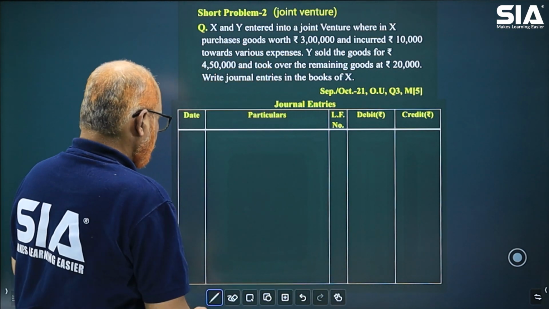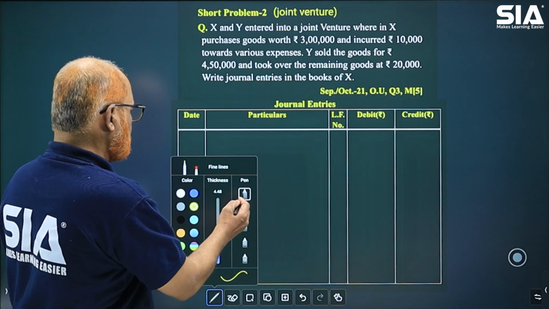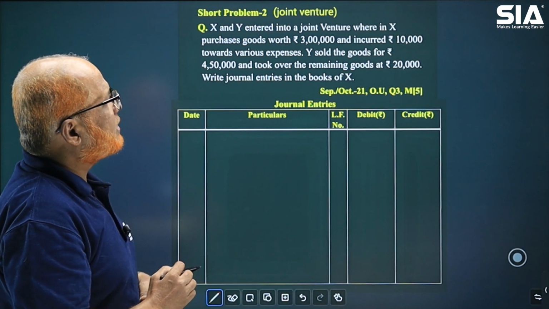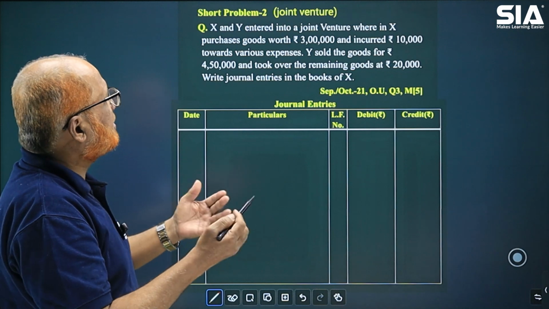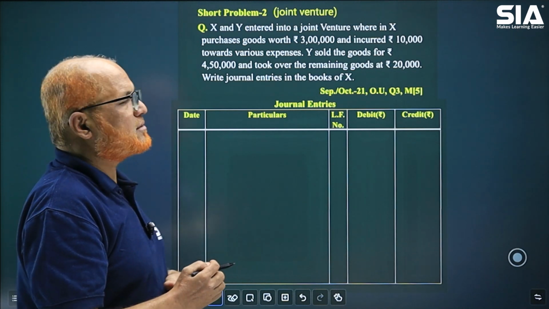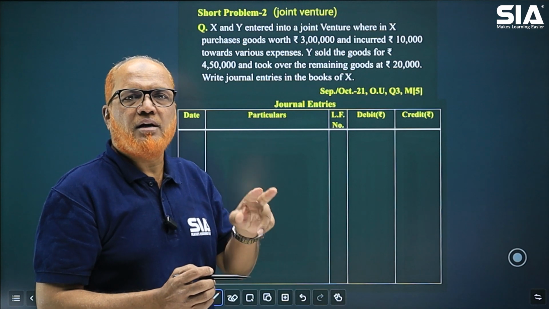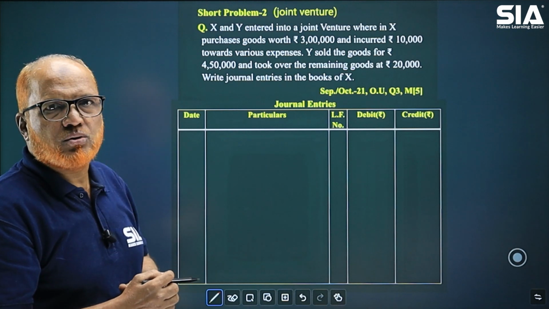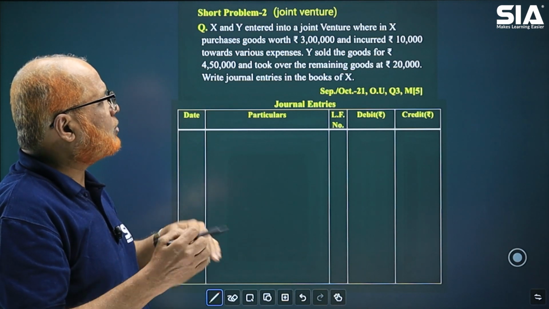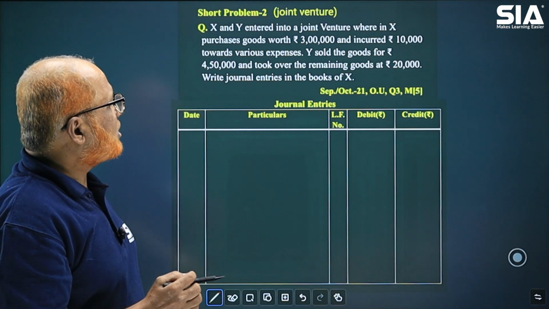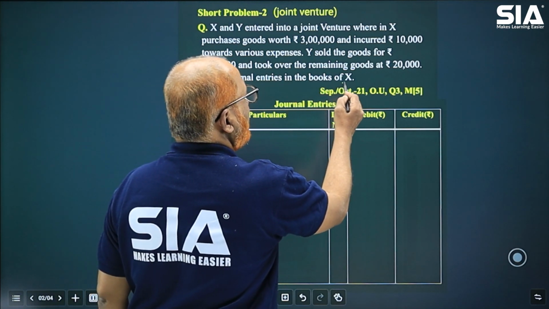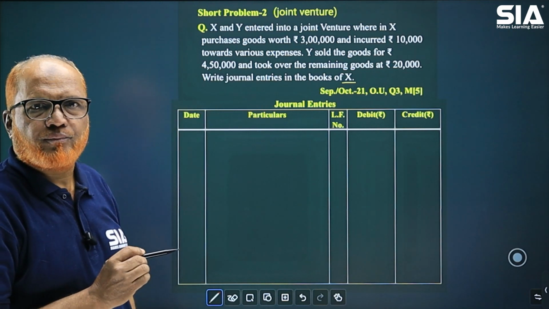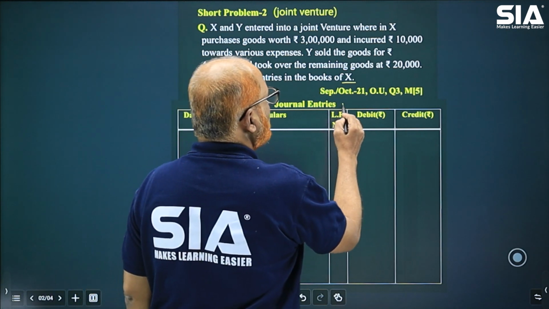X and Y entered into a joint venture wherein X purchases goods worth rupees 3 lakh and incurred 10,000 towards various expenses. So two transactions conducted by X, and Y sold the goods for rupees 4,50,000 and took the remaining goods at 20,000. Now write the journal entries in the books of X. So we have to pass all these journal entries in the books of X.